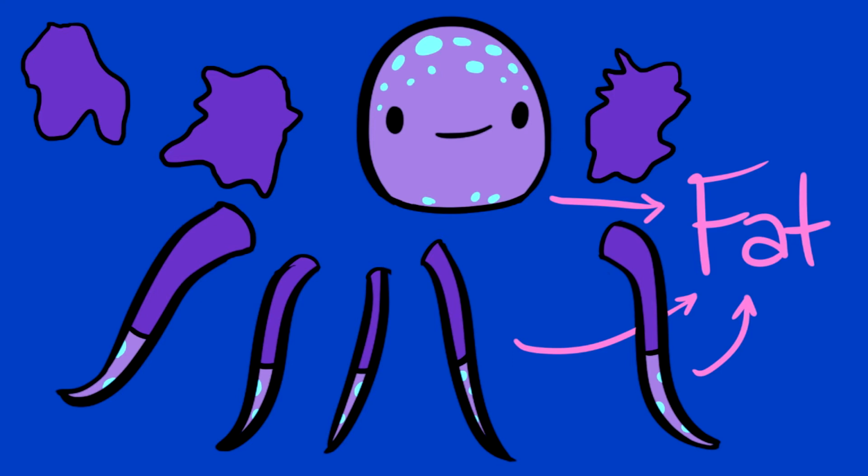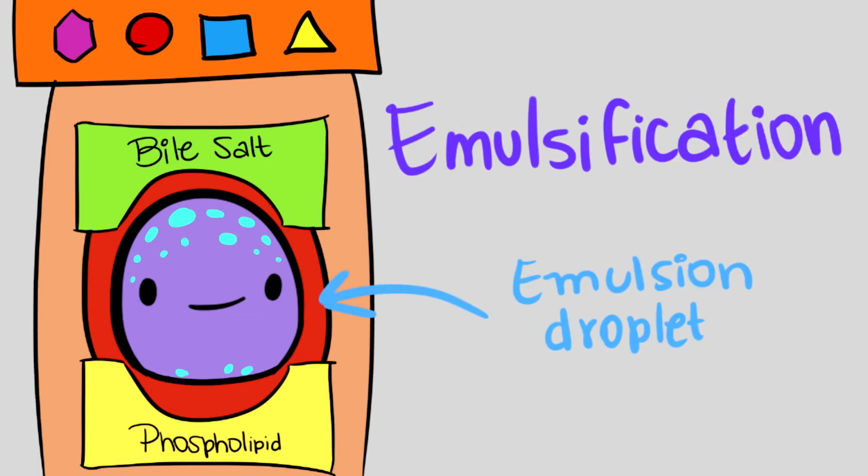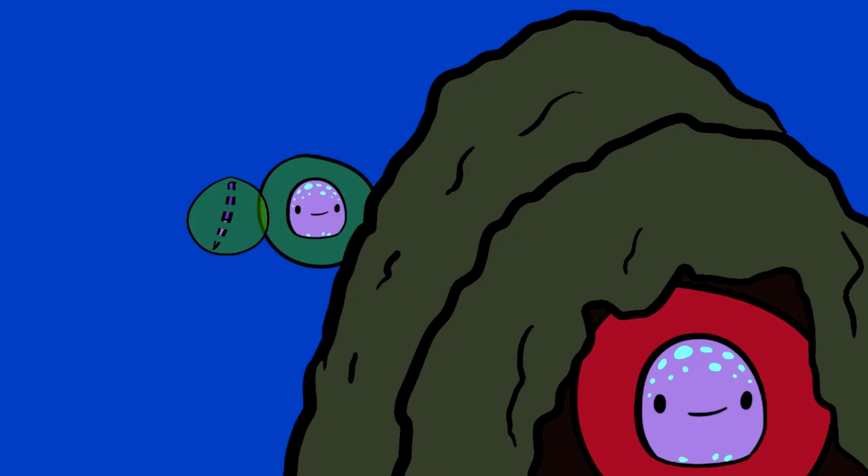Now, Octo needs to go to work, but his office is so tiny that he needs to go through a process along the way. He needs to be encapsulated, and that process is called emulsification, where bile salt and phospholipid are going to form a circle around Octo's parts and are going to hug him. Each part with bile and phospholipid hug is called emulsion droplets. He then proceeds with his route to work.